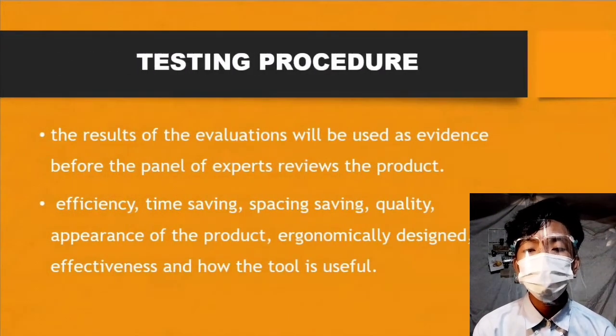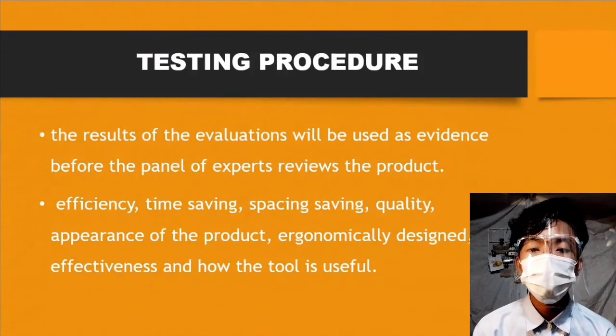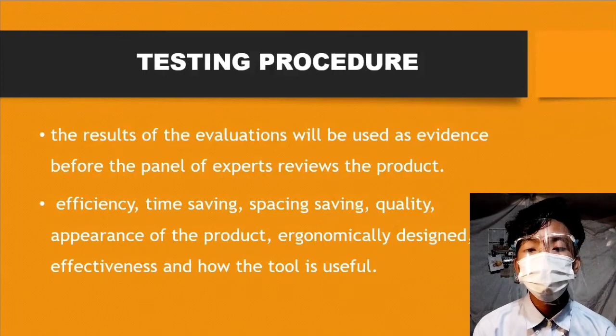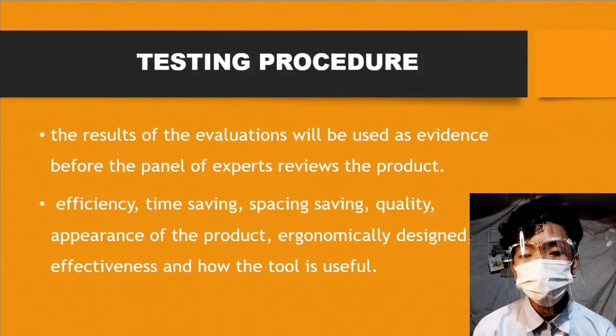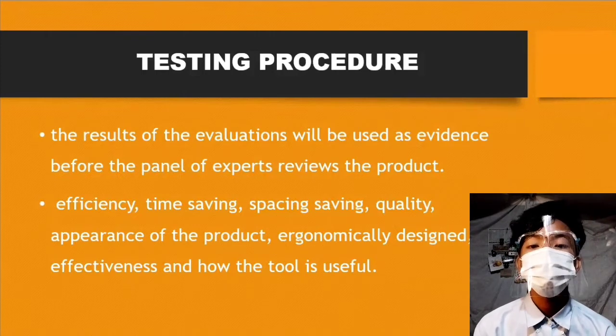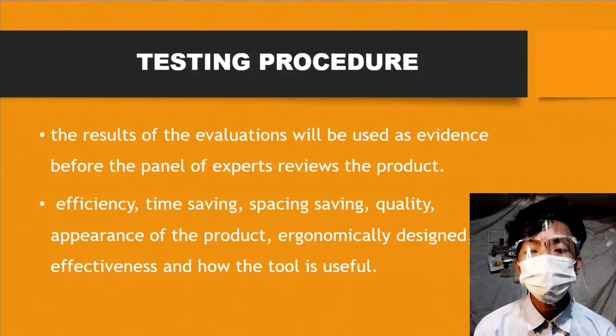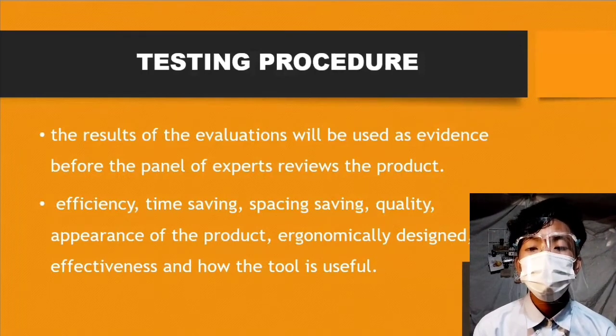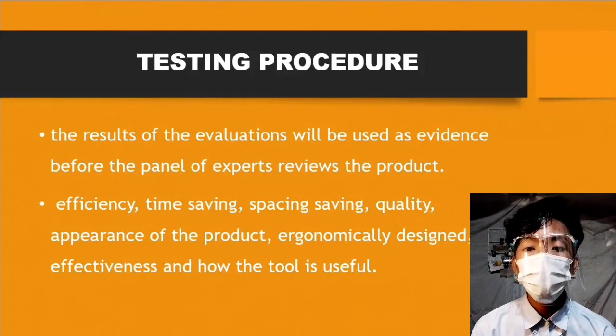The table represents the data or the results of testing our product so that we can see how our product performs in terms of efficiency, time saving, space saving, quality, appearance of the product, ergonomic design, effectiveness, and how useful the tool is. Also, it has a rating for evaluation: a diamond symbol if 5 is very satisfactory, a heart symbol if 3 is satisfactory, and a flower symbol if 1 or needs improvement. This testing procedure will give the researchers an outcome to improve if there is a part that the researchers need to change or enhance.